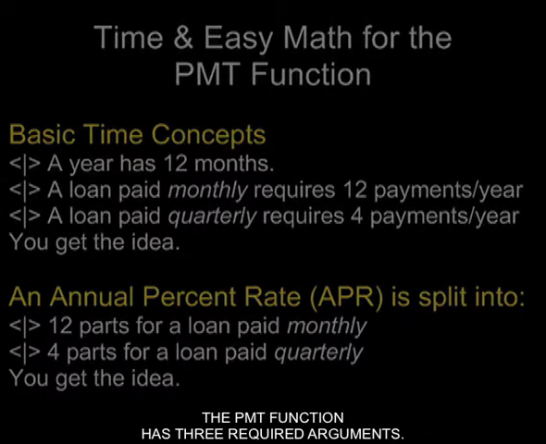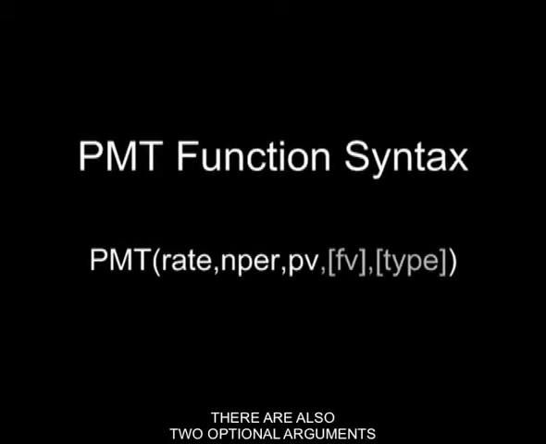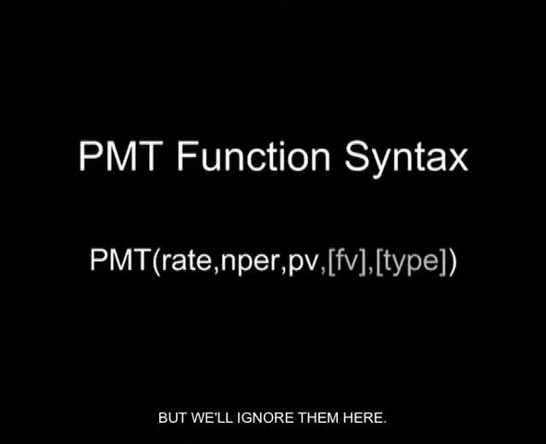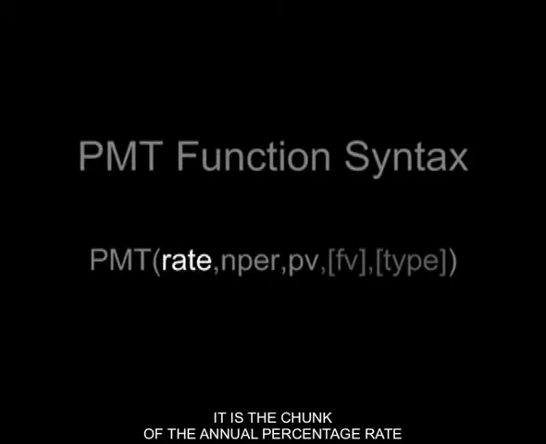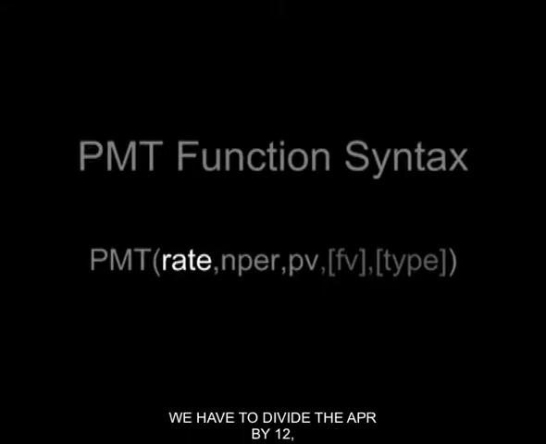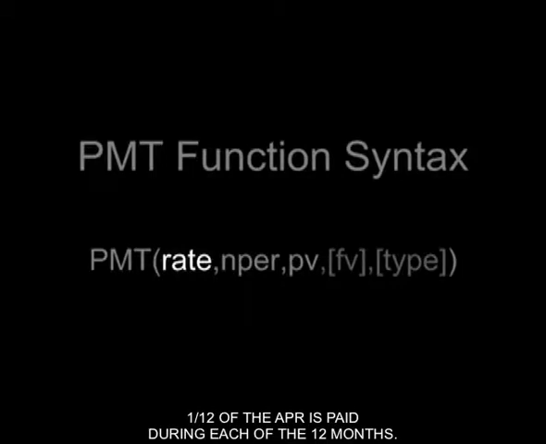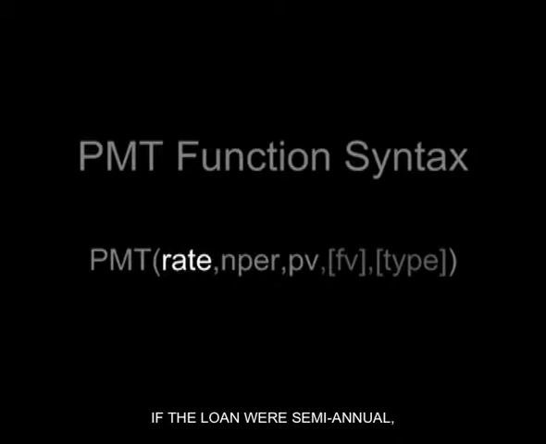The PMT function has 3 required arguments. There are also 2 optional arguments you can see in brackets, but we'll ignore them here. One PMT argument is the rate. The rate is not the APR. Instead, it's the APR divided by the number of periods in a year. It is the chunk of the annual percentage rate paid during each individual payment. That's why for the loan we're going to work with, we have to divide the APR by 12. 1/12 of the APR is paid during each of the 12 months. If the loan were semi-annual, we would divide by 2 instead of 12.